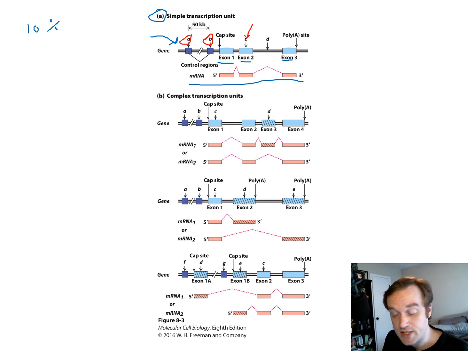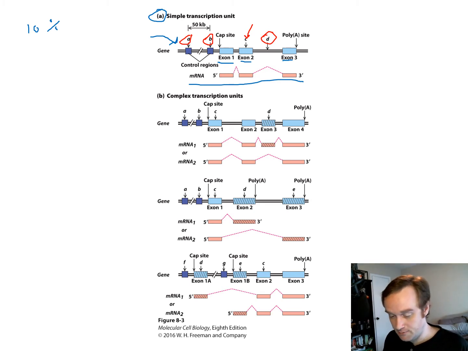Then we have mutations in D, which is the intron here, and unless that mutation is at a splice site, a recognition site for alternative splicing or intron splicing of this gene, then likely there's not going to be any effect on expression of this gene. So that is simple transcription units. Like I said, that's only 10%.